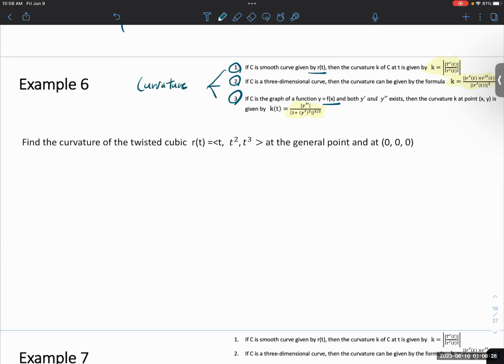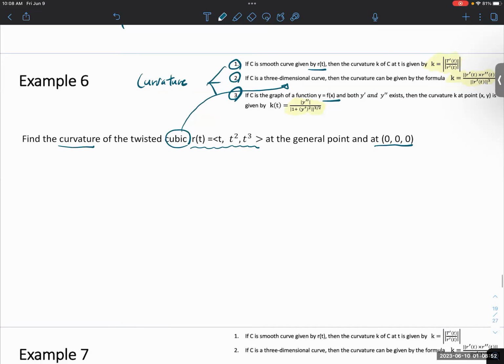Let's look at example 6. Find the curvature of the twisted cubic. So this is the vector function that they give us. This is going to be at 0, 0, 0. Cubic means it's a 3-dimensional curve, so definitely they're talking about the second method, and the formula is going to be that. So we're going to do step-by-step work.